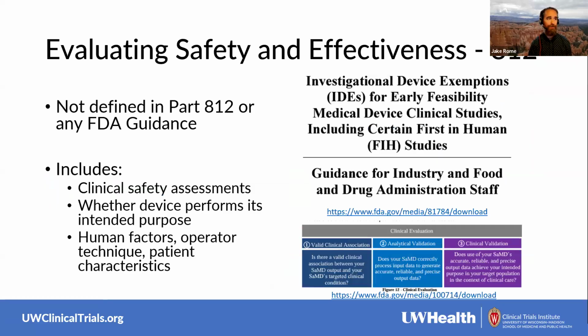So what does it mean to evaluate the safety and effectiveness of a device? The reality is it's not defined in Part 812 or any FDA guidance. I think the FDA sort of thinks you know it when you see it. It includes things like clinical safety assessments, as we would expect, but also whether the device performs its intended purpose, and how it's used in terms of human factors engineering and operator technique, and things that might go into building out the labeling for it can also be seen as evaluations of safety and effectiveness.